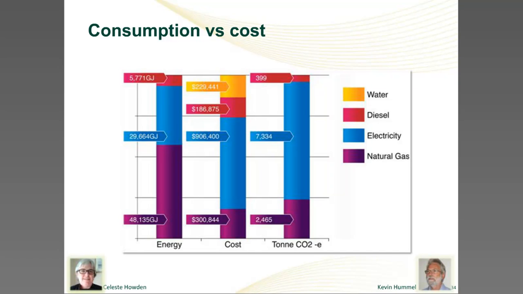This graph also shows in the middle bar the cost of buying these amounts of energy. And so by comparing the left-hand bar with the middle bar, we can get an estimate of the relative cost effectiveness of each source of energy.